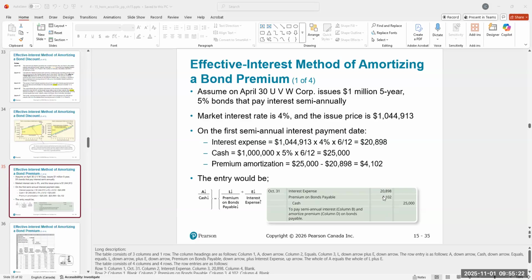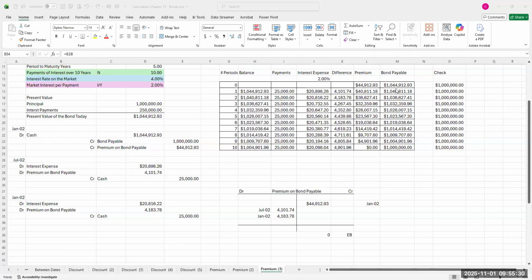Now, the other thing that I forgot to tell you from the chart: if we observe the chart, what we can see is the balance on the bonds slowly starts decreasing. What does that mean for our interest expense? Since we're applying the same percentage, the interest expense is slowly going to start decreasing. Opposite to the discount. On the discount, the balance is increasing, so interest expense is increasing. On the premium, the balance is decreasing to reach 1 million, and interest expense is also decreasing.